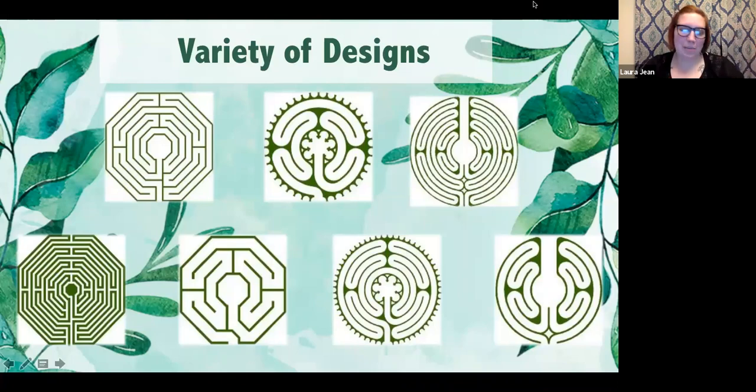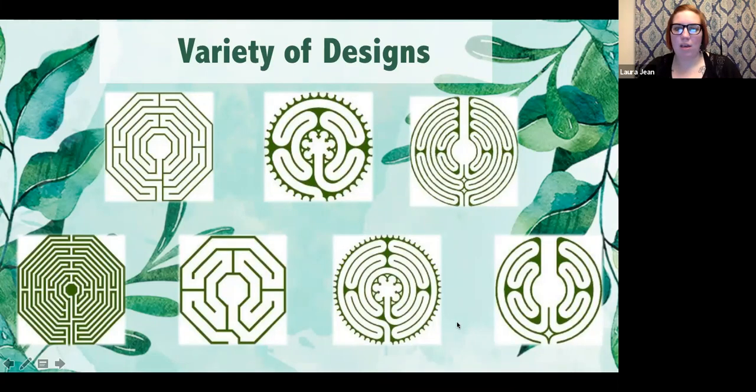So here you can see that there are a variety of different designs. I mean, it's limitless. So this shows 7 different ones, but this is just the tip of the iceberg. Some of the more popular ones are the round ones. And then there are also ones that are octagons. There are ones that are squares. It just depends on the preference of the person or the organization that are building one. So you can see those there.